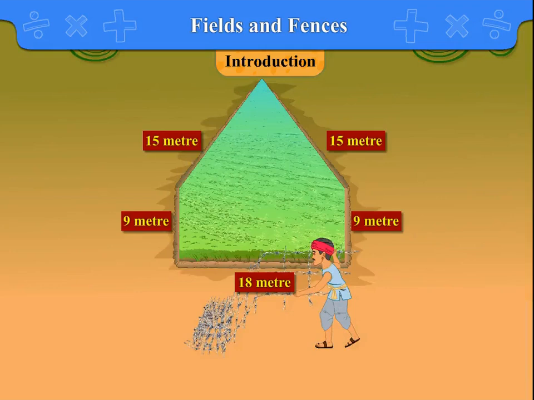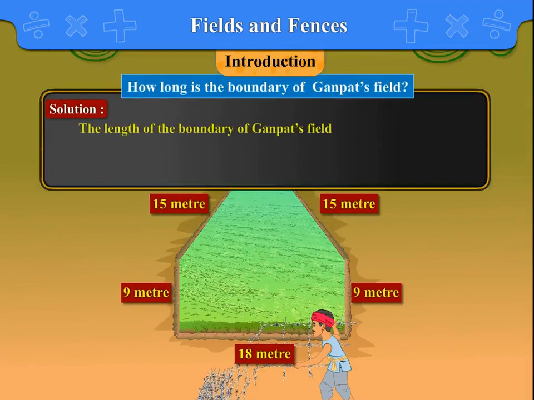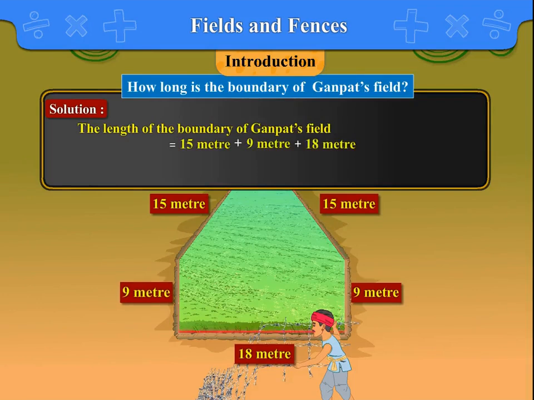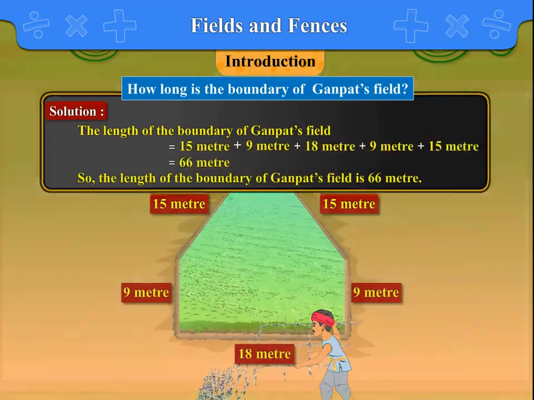The picture of Ganpat's field is shown here. The length of each side is written near it. How long is the boundary of Ganpat's field? The length of the boundary of Ganpat's field is equal to 15 meter plus 9 meter plus 18 meter plus 9 meter plus 15 meter is equal to 66 meter. So, the length of the boundary of Ganpat's field is 66 meter.